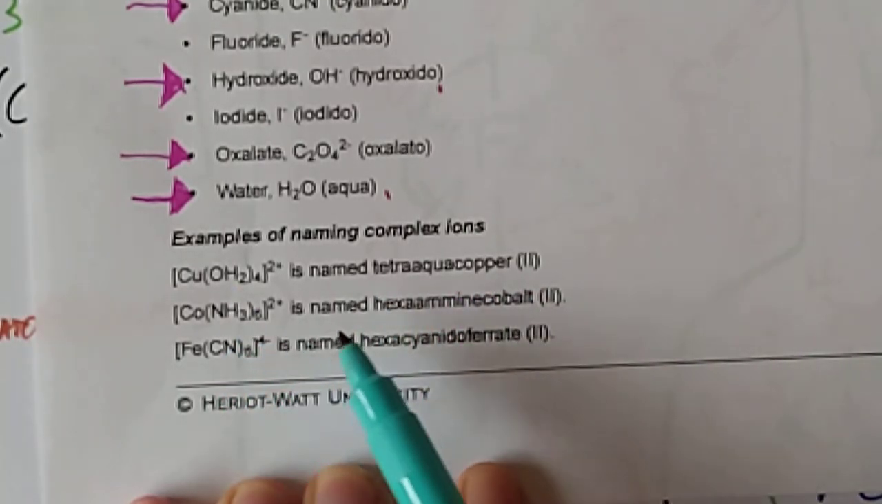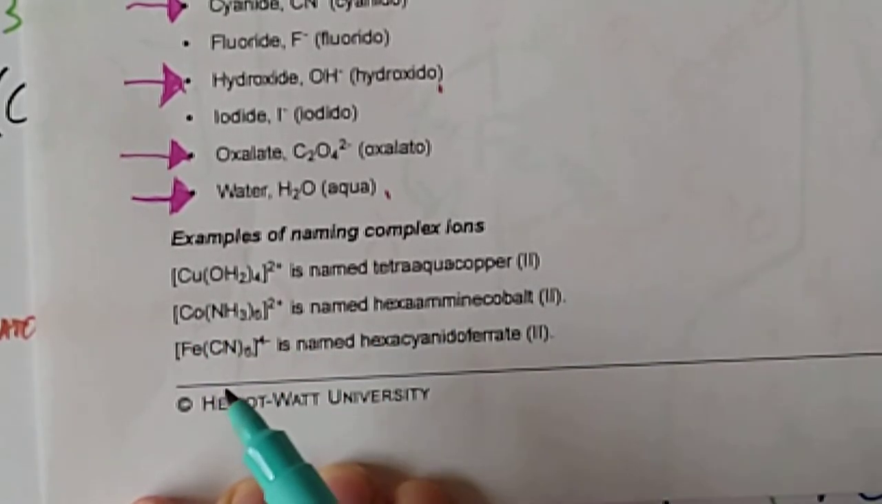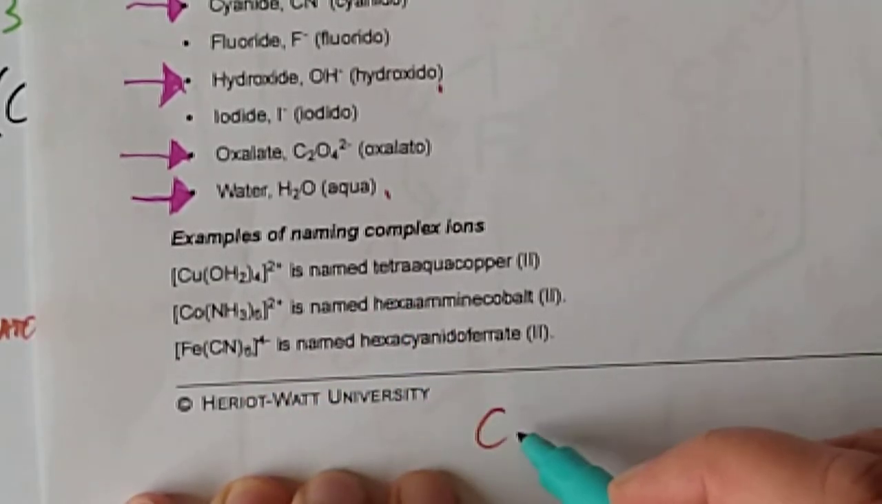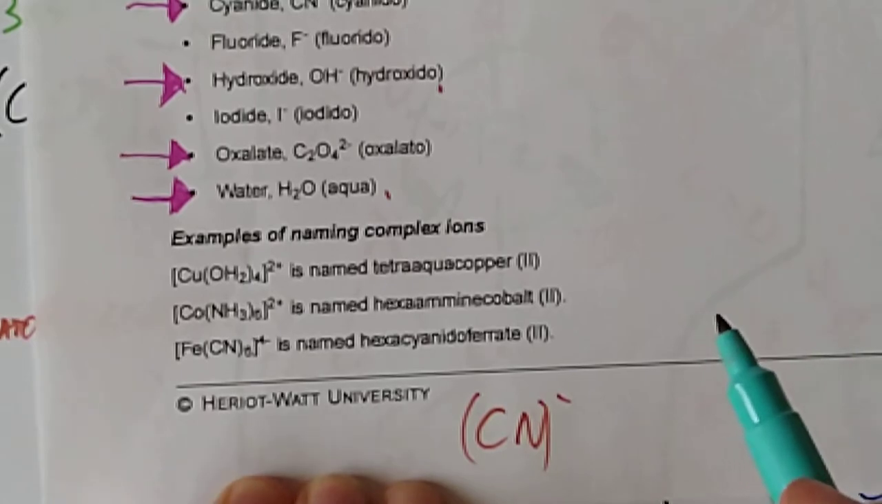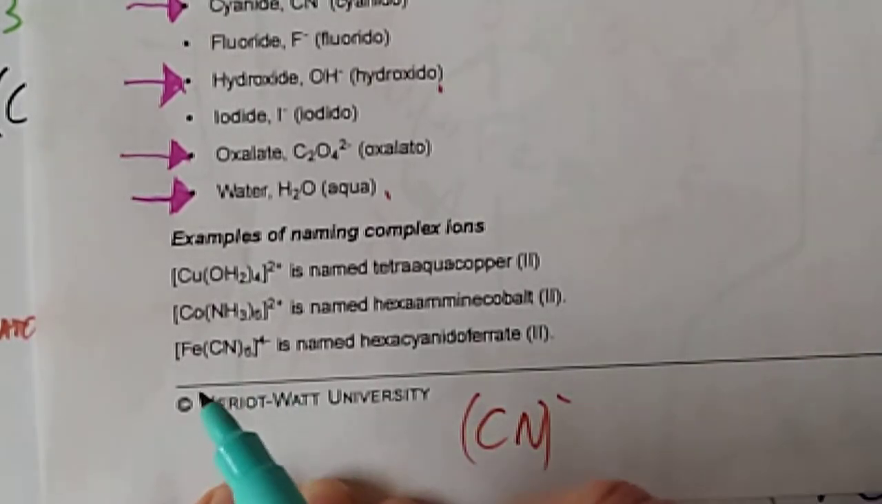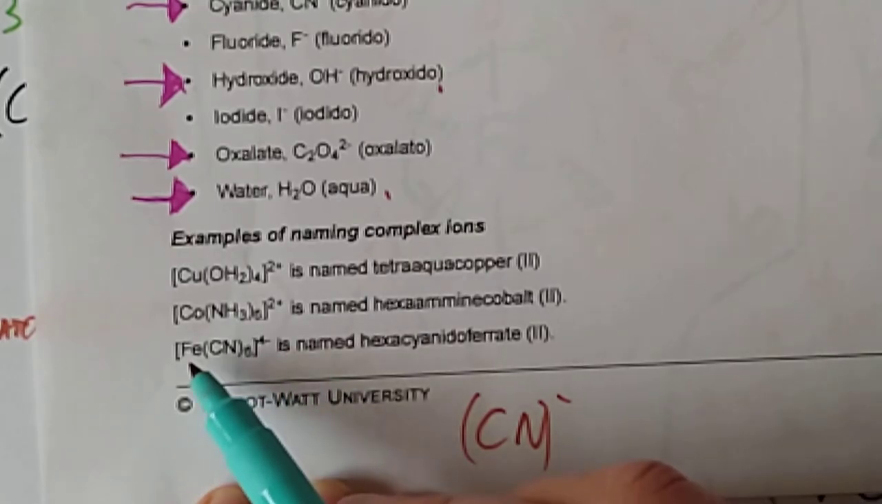Hexaamminecobalt(II). This one here, cyanide, has a charge of 1 minus. How do I know this? You just have to remember it, I'm afraid. So there's six 1 minuses here, and it's 4 minus overall, so that must have been 2 for the iron.